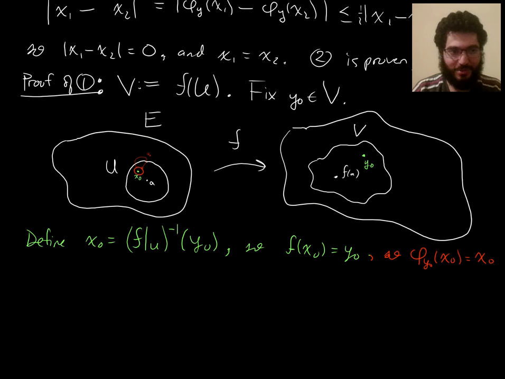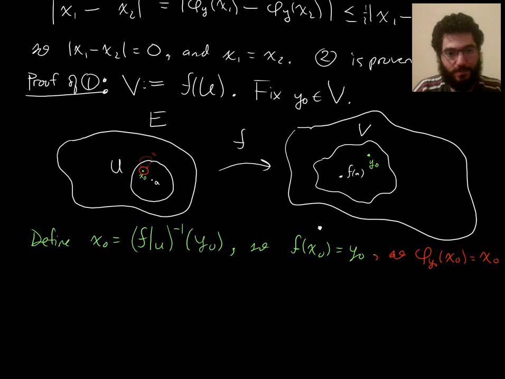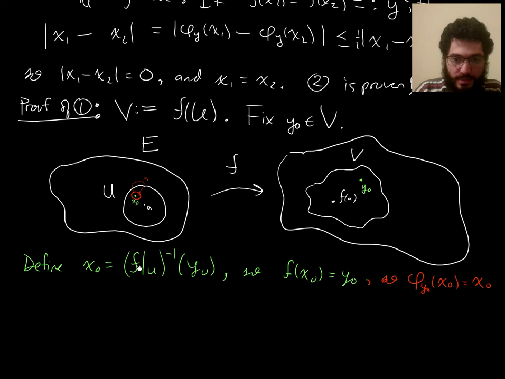Okay, let me just put things back into perspective. We're trying to show that the set V is open. We have fixed y naught, and that means we're trying to find a ball centered at y naught that's fully inside of V. That is the goal. And we're starting by first looking at the unique preimage for y naught, which is x naught over here. And then we're going to let this red ball here be any ball whose closure lives inside U.